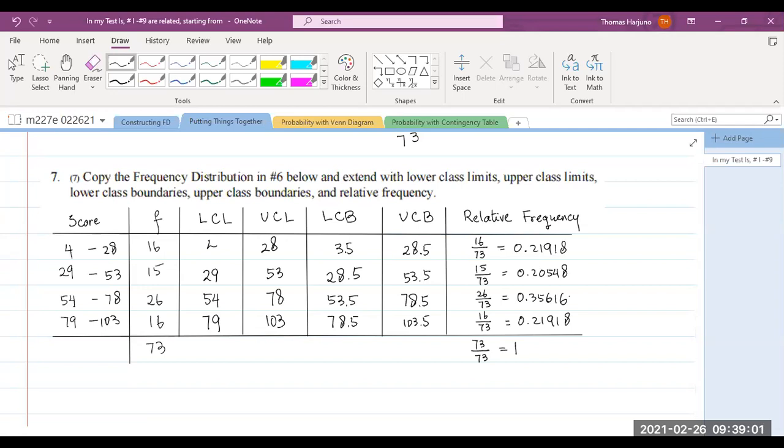It's more about your understanding on what this means and apply that to the frequency distribution you already get earlier. So if you get this frequency distribution, what will the lower class limit for each class? What will the upper class limit for each class? What will the lower class boundary for each class? What is the upper class boundary for each class? And what is the relative frequency for each class? Okay, now that's for number 7.